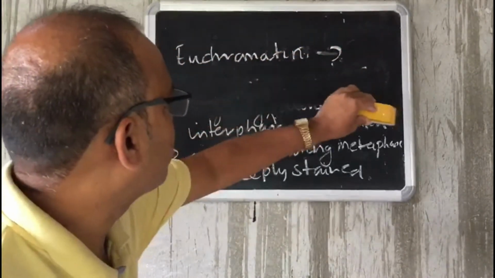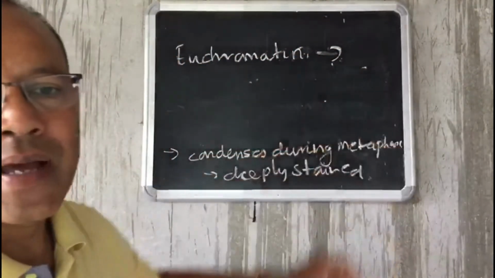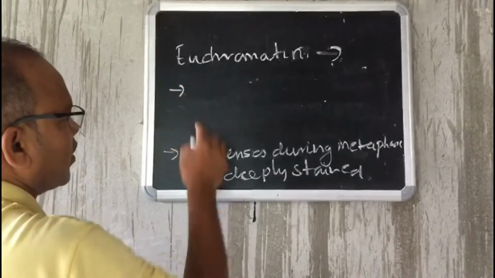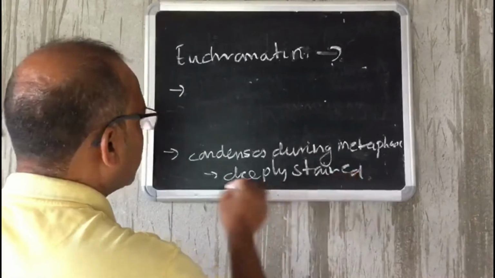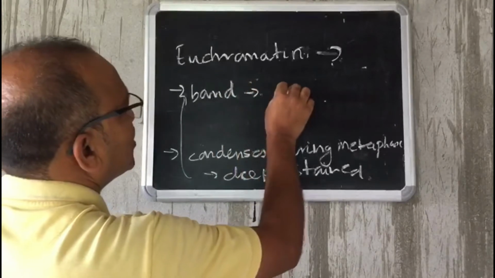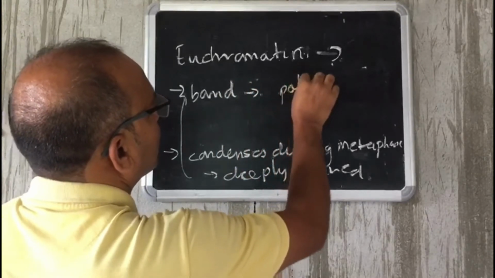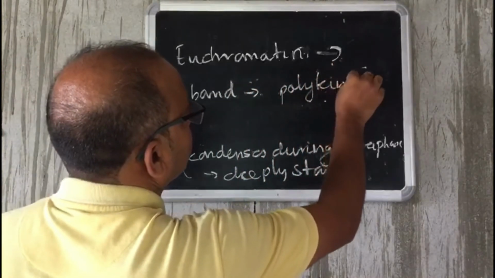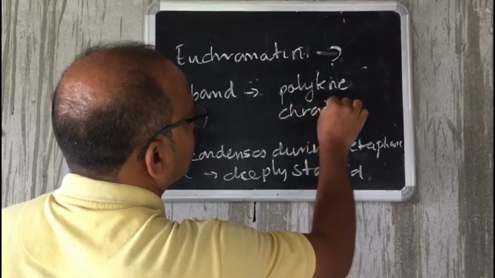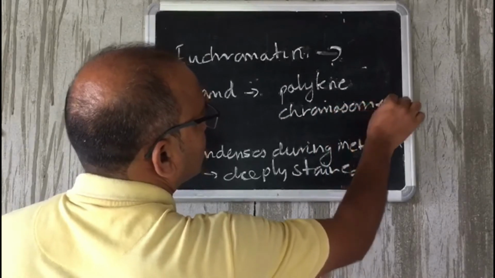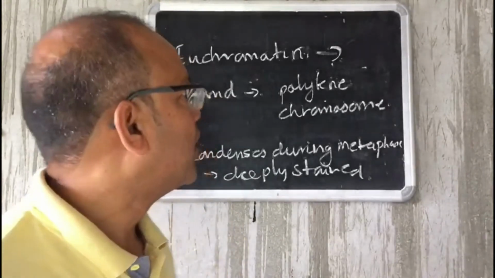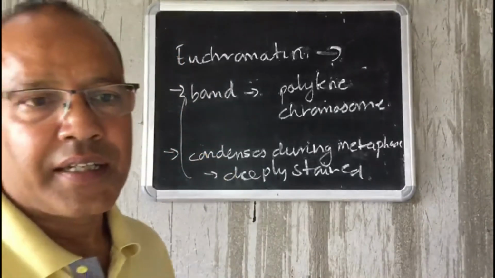You can take an example of the bands that we see in the polytene chromosome. They appear deeply stained, and they appear as bands. These bands can be seen in the polytene chromosome. Now heterochromatin. This is about euchromatin.